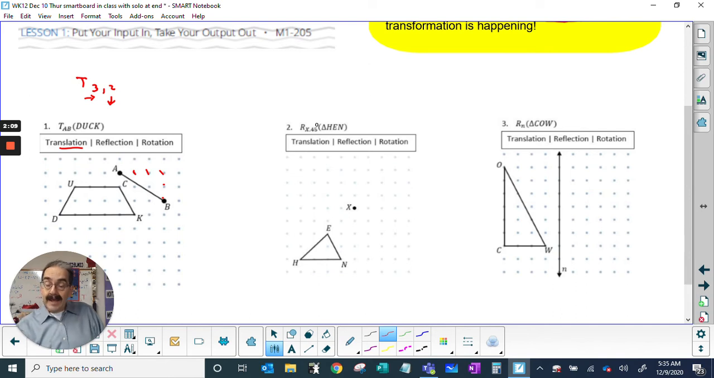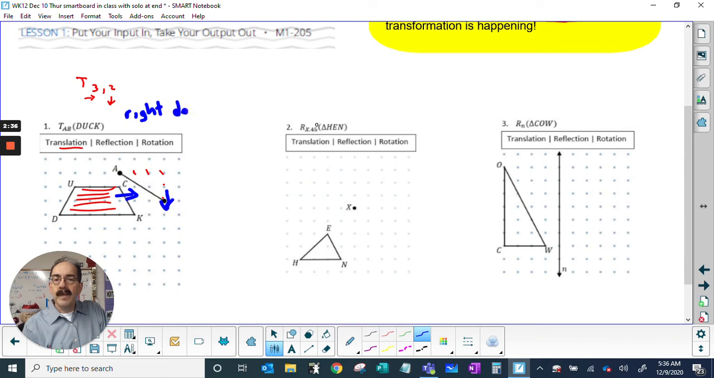Then today we're going to go practice what this means. We're going to translate this shape over 3 units and down 2 units. Okay, so in your notes, T32 means to translate to the right and down. Okay? Let's look at the second one.